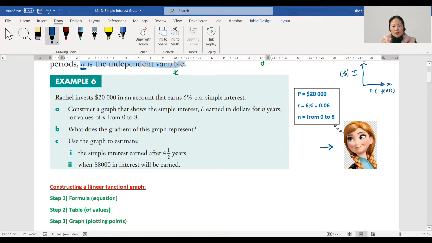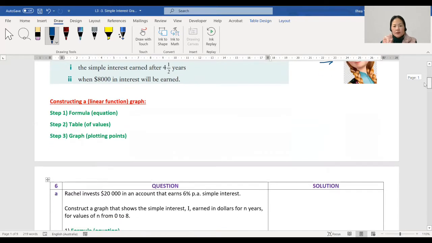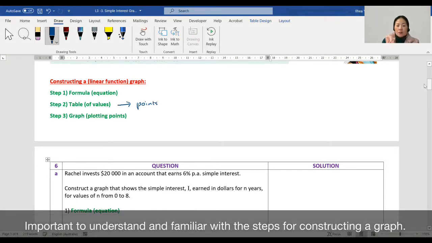Okay, there are a few things you need to think about when you're constructing a graph, especially a linear function graph. There are 3 steps you need to think about. First, you need to know your formula. That formula will give us the values, which we will represent in a table of values. Now, a table of values gives points, isn't it? Coordinates. So that means we can plot the points on a graph.